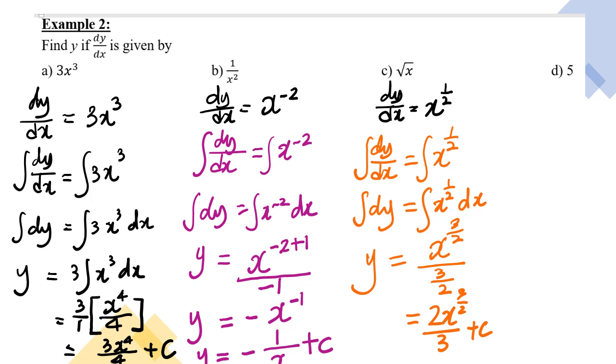You may have a problem managing x to the power 3 over 2 over 3 over 2. I would encourage you to use a calculator. You just take 1 divided by 3 over 2. Use a calculator, 1 divided by the fraction 3 over 2, and that will give you 2/3.